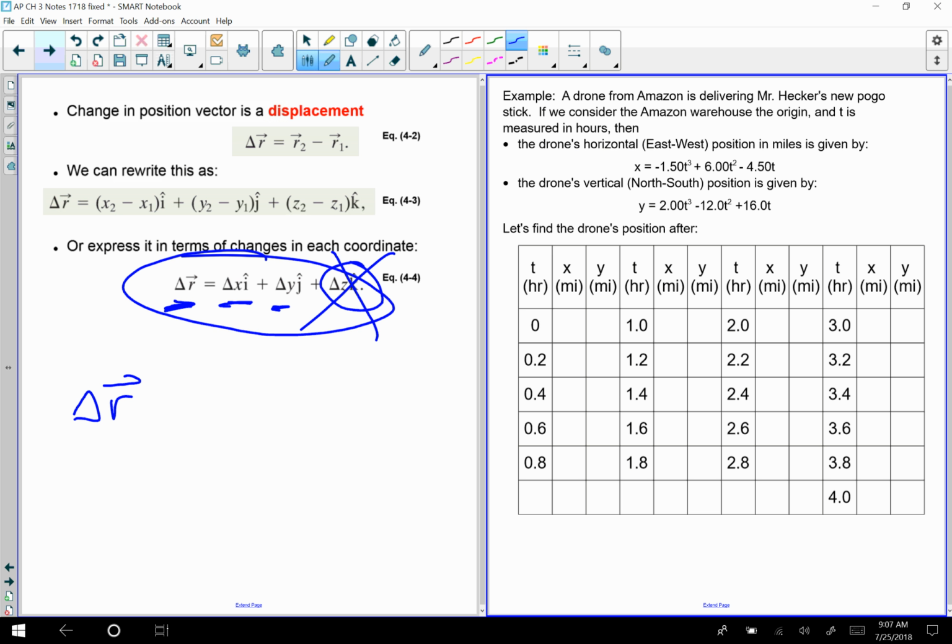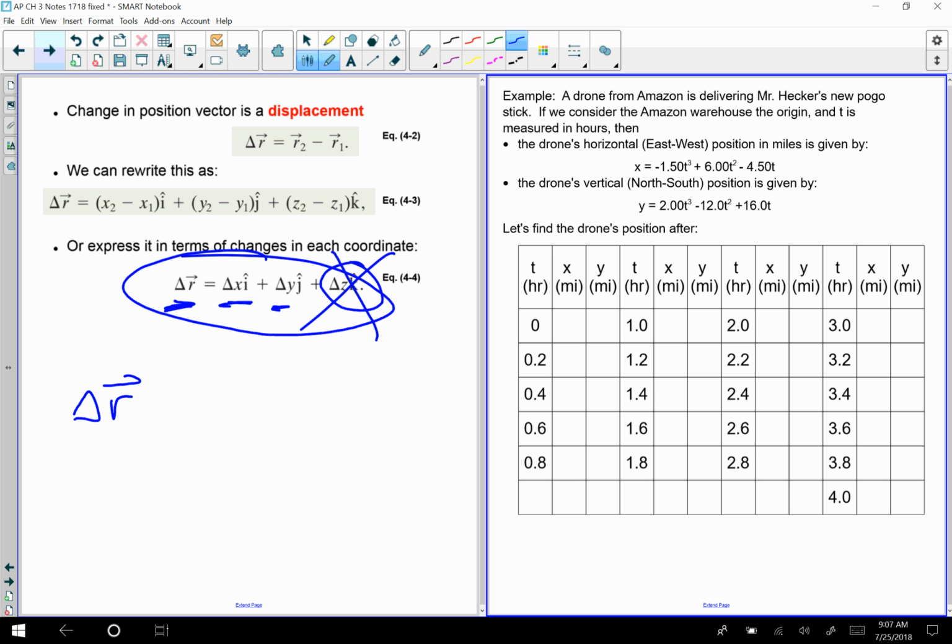So something you might not know about me is I'm actually a relatively good pogo sticker, but I need a new one. So I just ordered a new one, and it's coming from Amazon right now. So let's consider the Amazon warehouse the origin. In other words, at a coordinate of 0, 0.